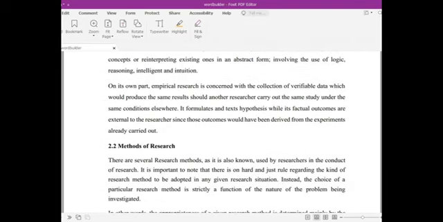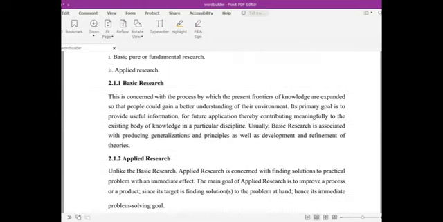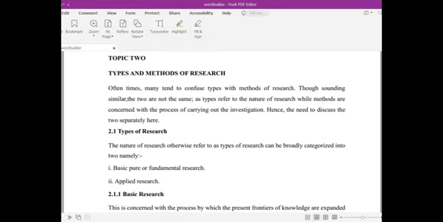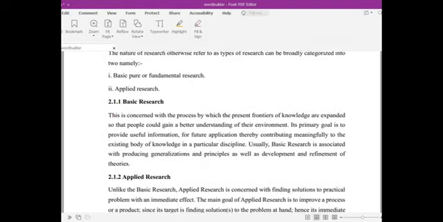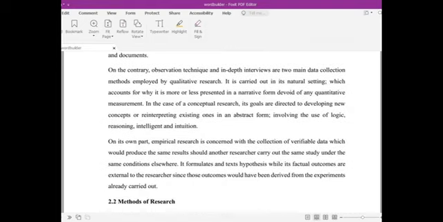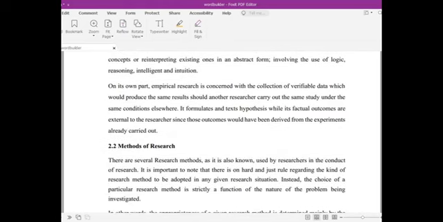Methods of research. Let me take you back to what we are doing. We said we have types and we have methods. And we've looked at the differences. We've talked about the types of research. Let's go to methods of research.